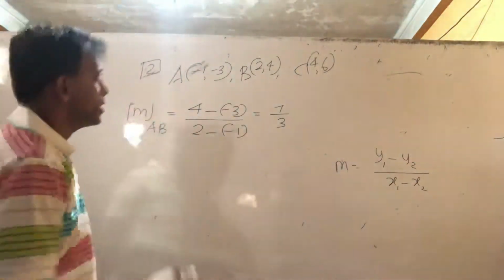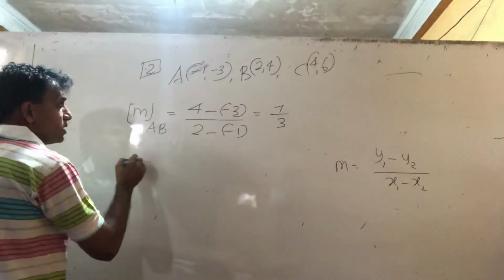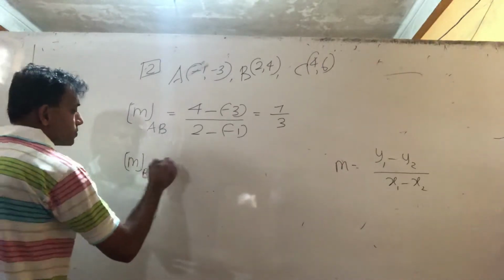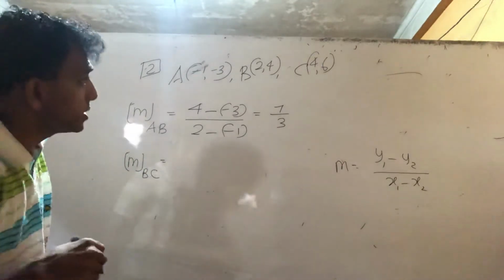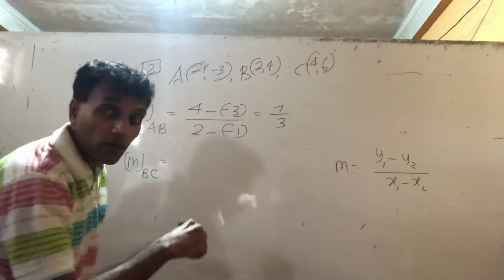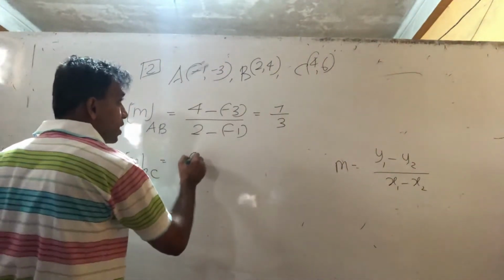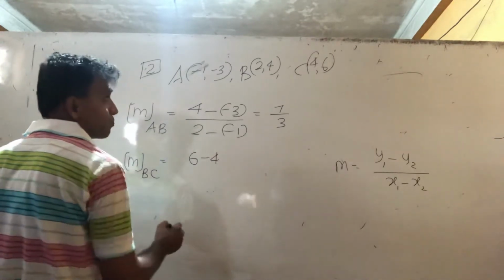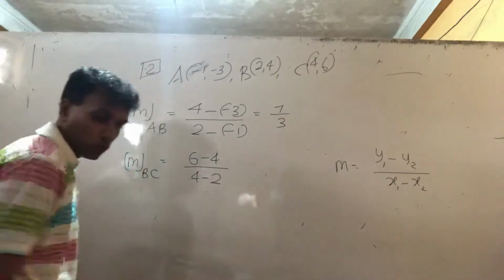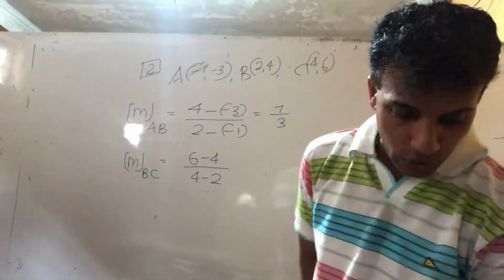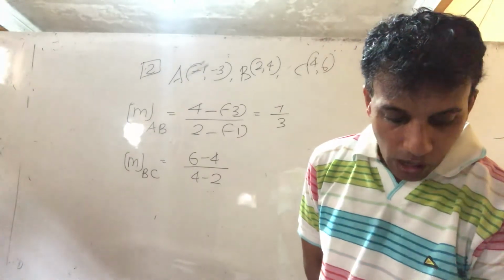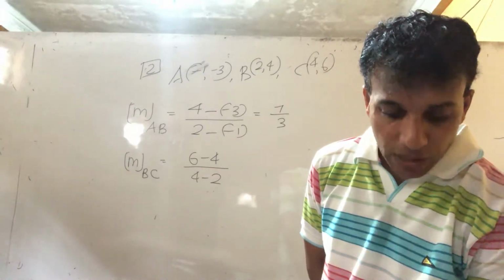Find the BC gradient. M of BC. Find the M of BC. That line. The difference between the y coordinates, 6 minus 4, over 4 minus 2. Without drawings, provide reason. Show that the points are on the same straight line graph.